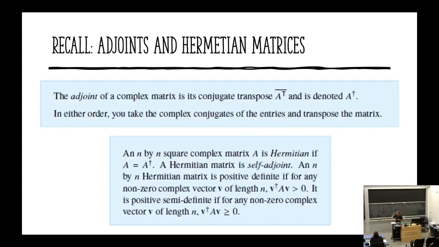All right, so coming back around to something I told you last class, we mentioned that the adjoint of a complex matrix is its conjugate transpose, and we usually denote it by a dagger. In either order, you take the complex conjugates of the entries and you transpose the matrix. And then we said that a Hermitian matrix is self-adjoint. So an n by n square matrix is Hermitian if it is equal to its adjoint or its conjugate transpose.